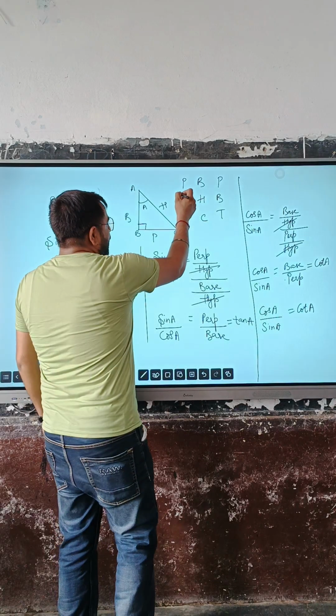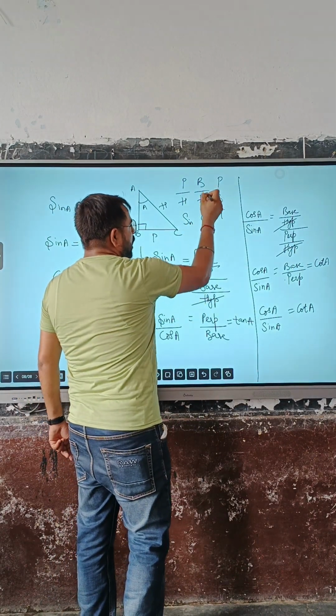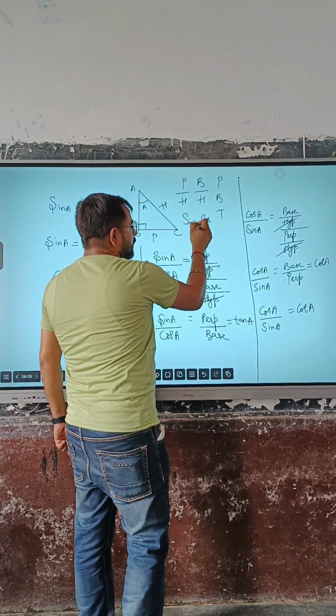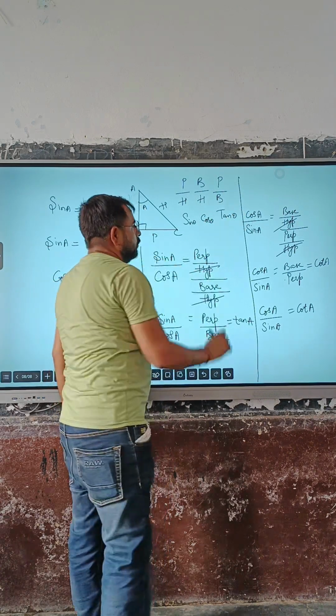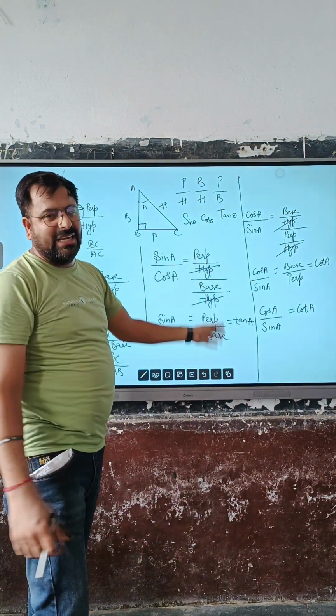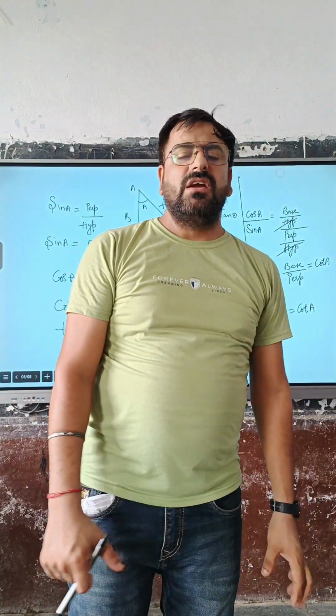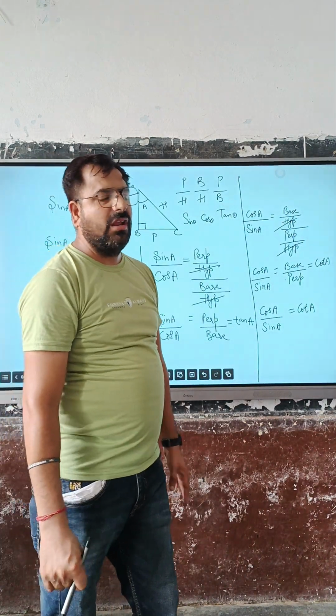Perpendicular over hypotenuse is sine of angle, base upon hypotenuse is cos of angle, and perpendicular over base is tan of angle. This way we can easily learn this concept: how the sides of the triangle are related to the trigonometry terms.